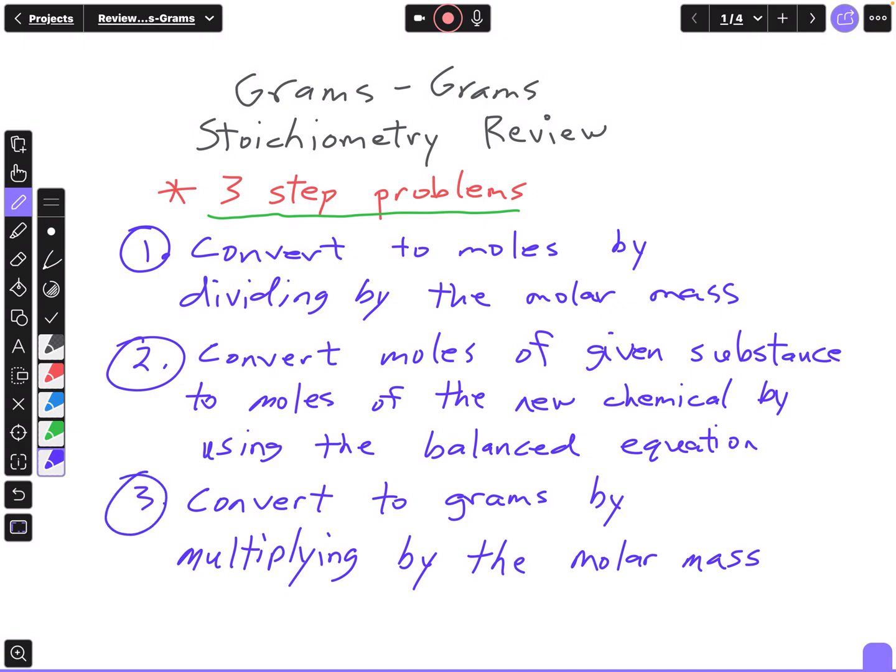If we're given grams as our given and asked to solve for moles, we're doing steps 1 and 2. And then if we're given grams as our given and asked to solve in grams, we're doing all 3 of these steps right here. So if they're on the board, you'll be able to see them every time you work a problem, and you'll have the steps to go by. So let's look at an example.